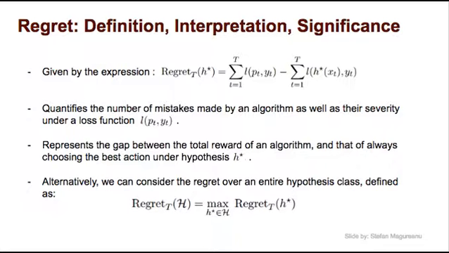Alternatively, we can extend the concept of regret to the set of hypotheses, or the hypothesis space, or the hypothesis class, by taking the maximum of the regret of a hypothesis. So the maximal value of regret of a hypothesis is essentially the regret of the hypothesis class.